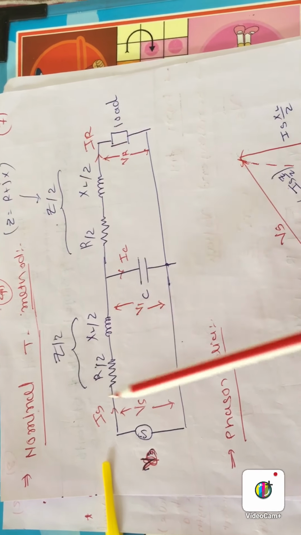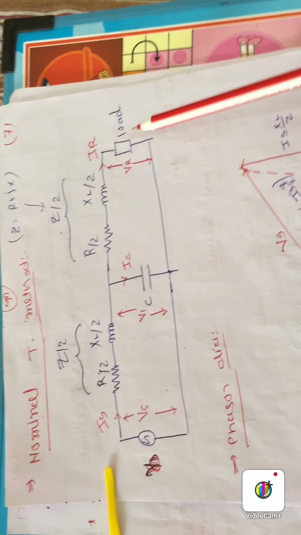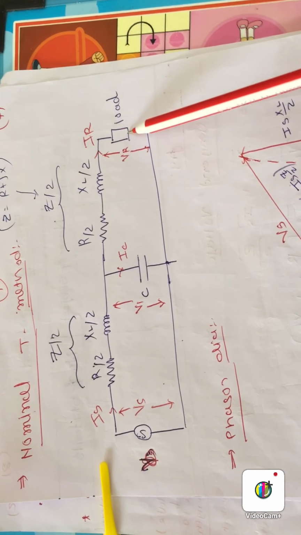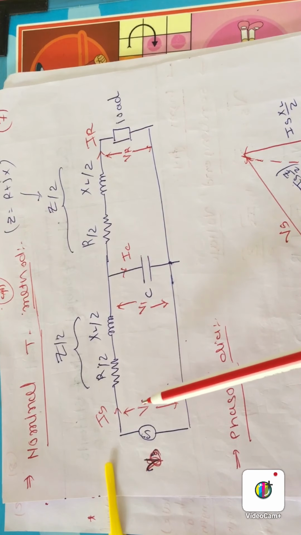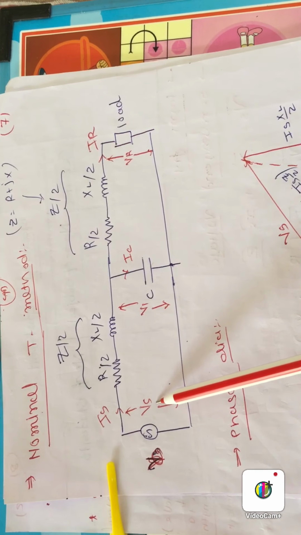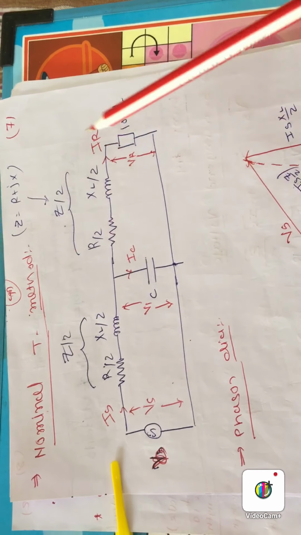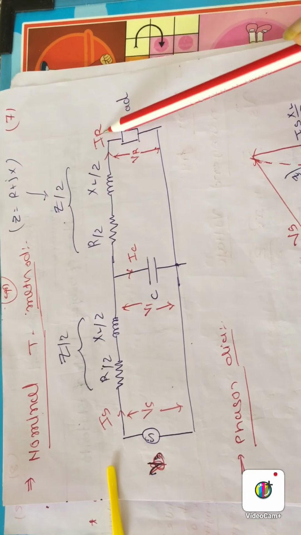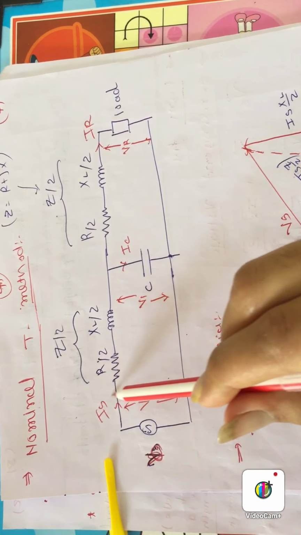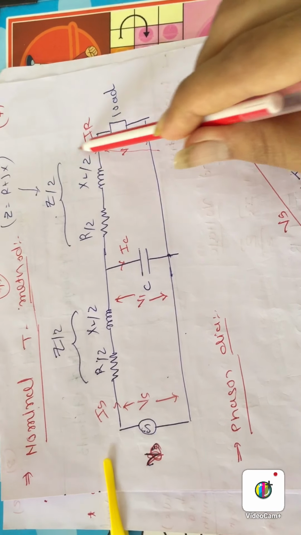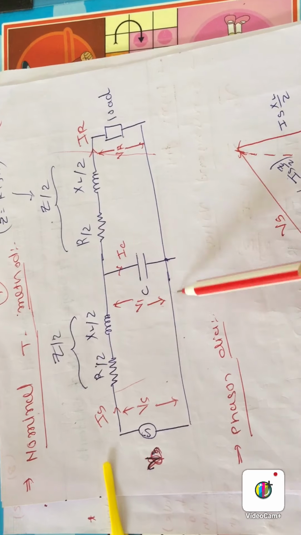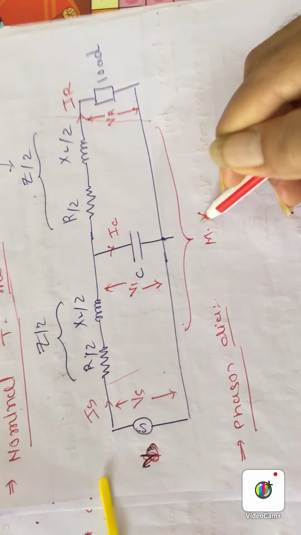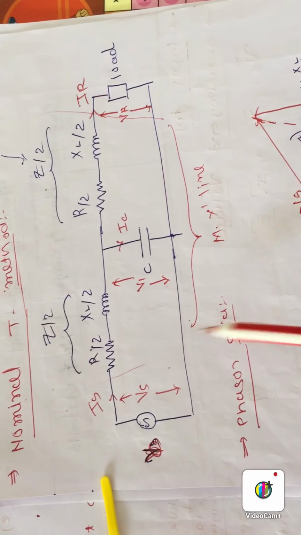Here you can see this is the sending end side and this is the receiving end side. At the sending end, generation is available, and at the receiving end, load is available. At the sending end two parameters are available, Vs and Is, the sending end voltage and the sending end current. Similarly, Vr and Ir are the receiving end voltage and receiving end current. The remaining whole section, other than generation and load, represents the medium transmission line.